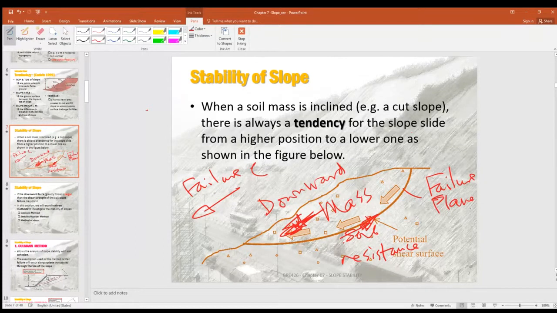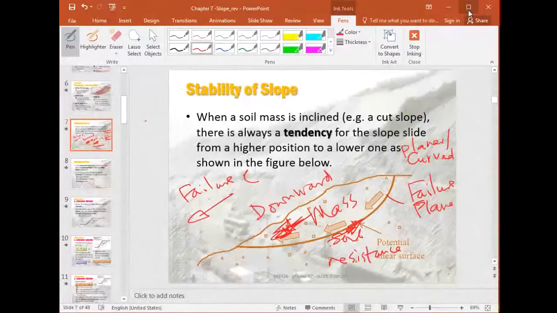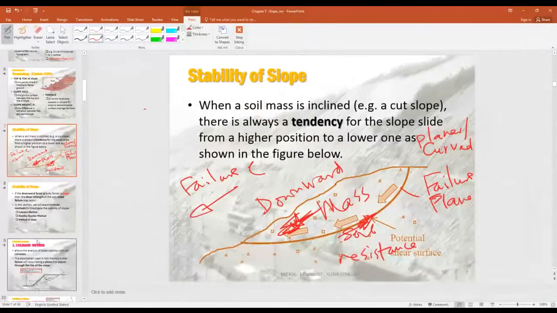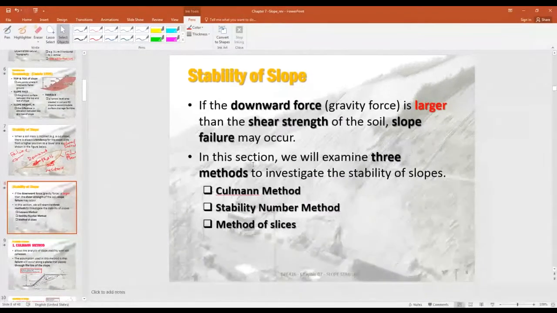Of course, this plane may not be planar, or it could be a curved one. I would say that most failure cases will involve curved failure surfaces. In other words, when the downward force is larger than the shear strength of the soil, the slope will fail.